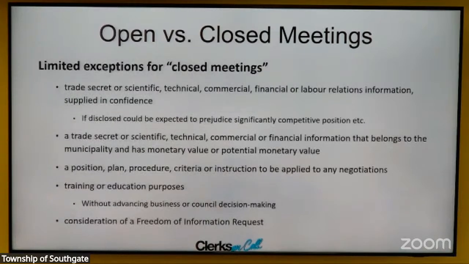And then we have 5 other, limited exceptions that were recently added, and they include a trade secret or other information supplied in confidence that if it was to be disclosed could be expected to prejudice significantly a competitive situation or a position, a trade secret or other information that belongs to the municipality and has monetary value or potential monetary value, a position, plan, procedure, criteria, or instruction to be applied to any negotiations, training or education purposes, as long as it doesn't advance the business of the municipality or council decision-making. And finally, consideration of a freedom of information request. So if the subject matter of the closed meeting does not fall within one of these prescribed exemptions, then the meeting must be held in open session.